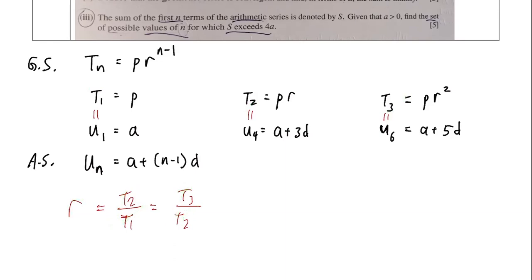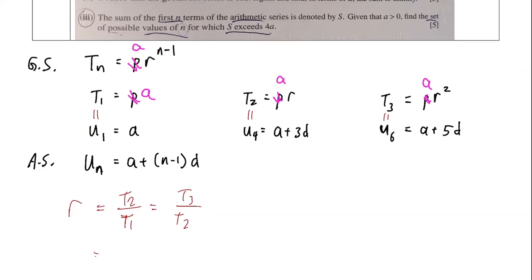But of course, we don't directly substitute the expressions P, PR, and PR squared for T1, T2, and T3. Instead, we use the equivalent form, which is A plus 3D and A plus 5D. And also just to take note, P equals A. So actually, we can simplify it a bit. I'll use a different color. This becomes an A, that's an A, that's also an A. Just simplify it straight away.